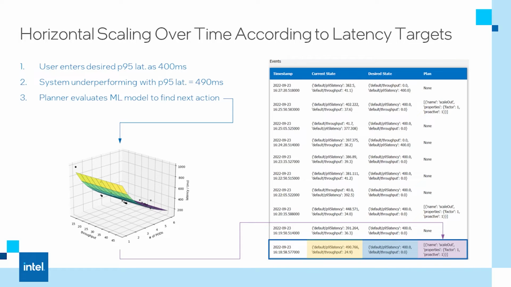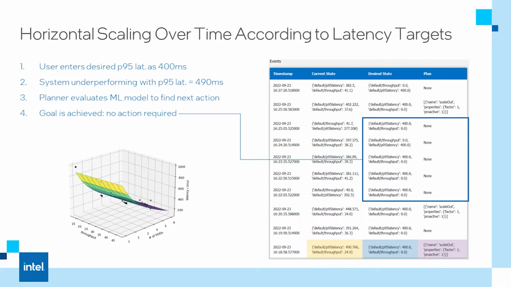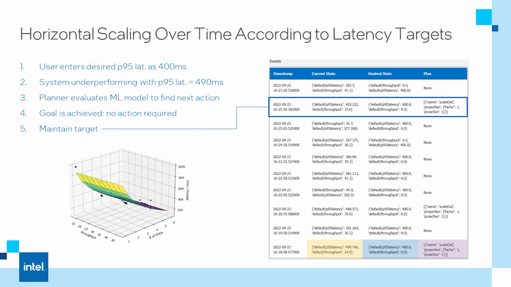This action was actually determined by evaluating our machine learning model and finding a state which gets close to the desired target. After some time, we reached our target and the latency got below the prescribed KPI of 400 milliseconds. No further actions were taken. Due to external factors, it could happen that the microservice configuration which was found is not fulfilling future KPIs. In this case, the planner triggers a new scale-out action to fix this.